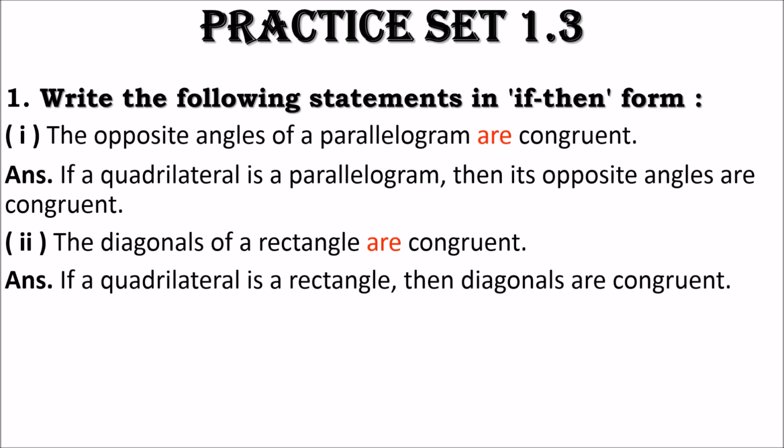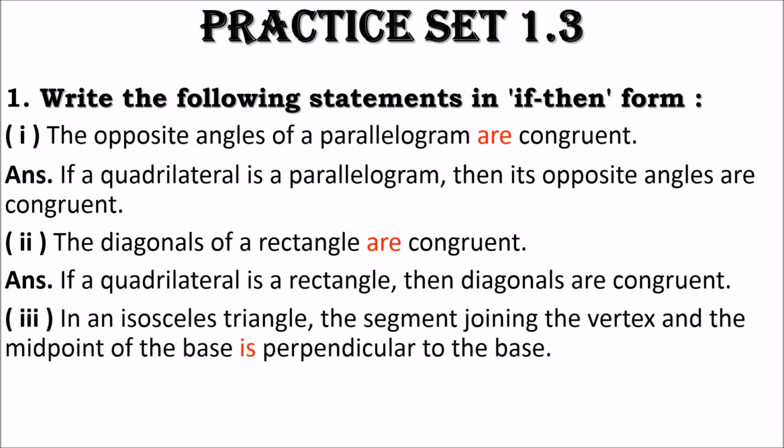Now here we have question number 3. In an isosceles triangle, the segment joining the vertex and the midpoint of the base is perpendicular to the base. You can see that this statement also contains one helping verb, that is, is. So whatever is there after the word is, is the consequent. So perpendicular to the base is the consequent. But what is perpendicular in this? The segment joining the vertex and the midpoint of the base is perpendicular to the base. That would be the consequent. So what is left?